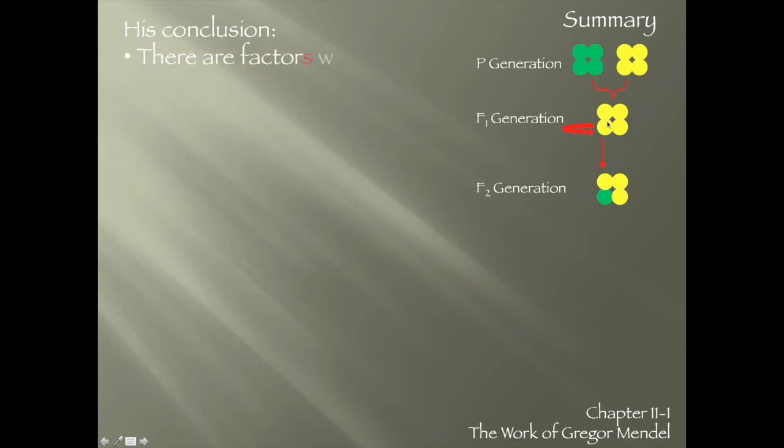He crossed them and created the F2 generation, all of which were yellow. And then he self-pollinated the F1 generation to create the F2 generation, in which one quarter of them were the disappeared trait. So his conclusion is that there are factors, or something we inherit from the previous generation, that determines our traits, and they coined that term genes.